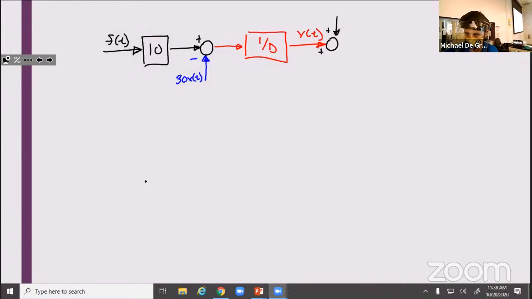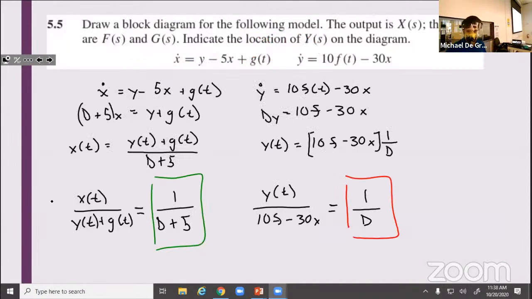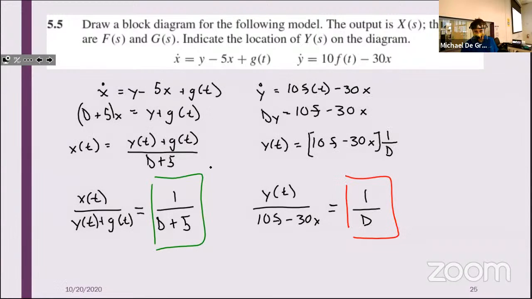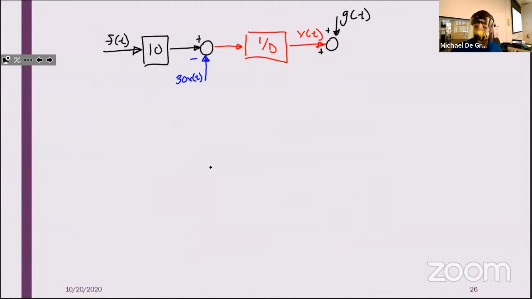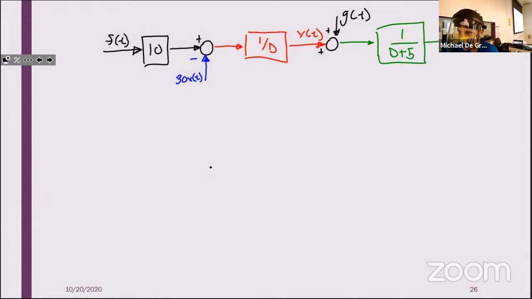This goes into a summing junction with what? Well, y of t plus g of t. Well, where is he pulling this equation from? Great question. X of t is equal to my transfer function times y of t plus g of t. So now that I have y of t plus g of t, that goes into my transfer function there, which is going to kick out x of t. And guess what?